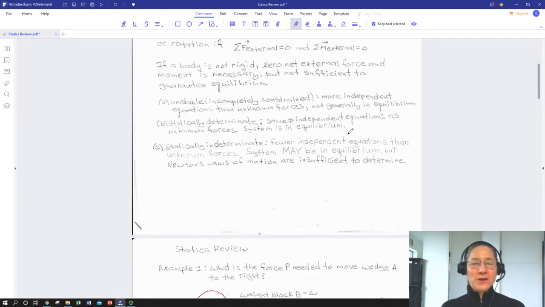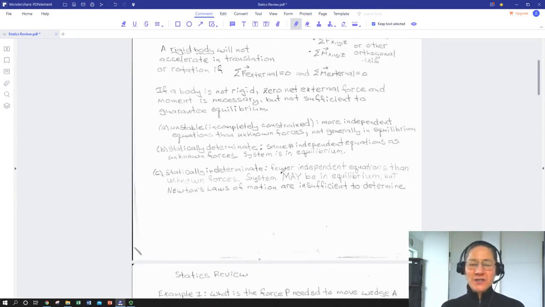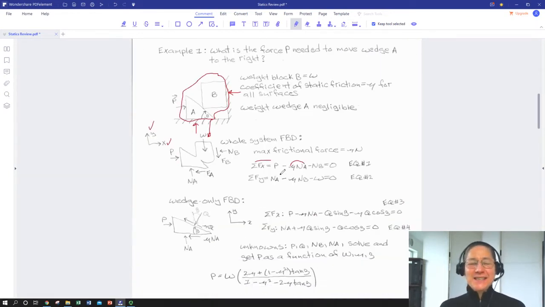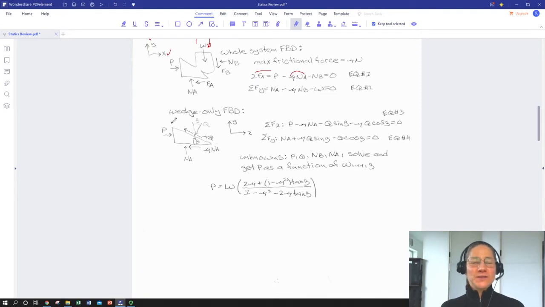Let's see, what would we call that? We have 3 unknowns and 2 equations. We are statically indeterminate. So let's see if we can use Newton's third law and write an expression for equations of equilibrium of one of the 2 bodies. So we're going to pick the wedge only.